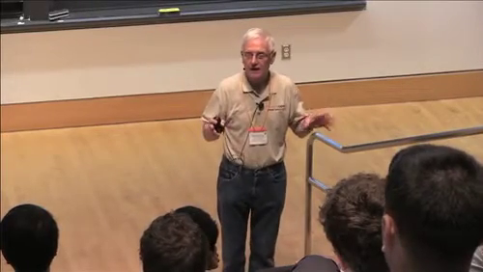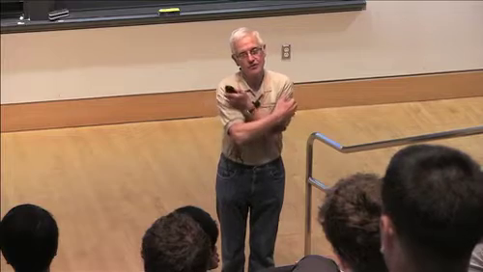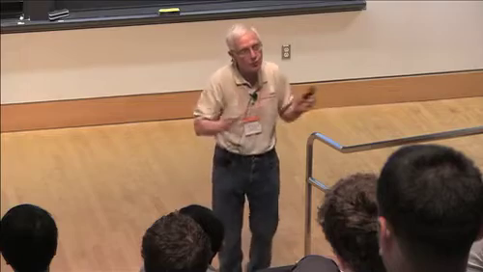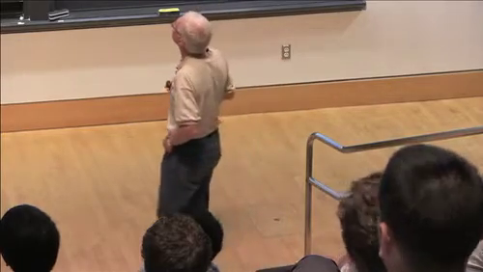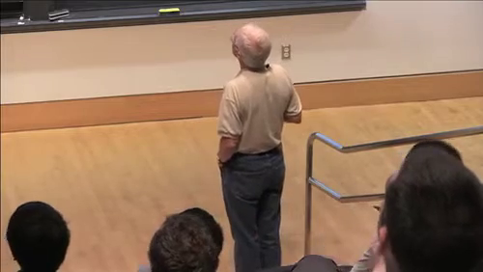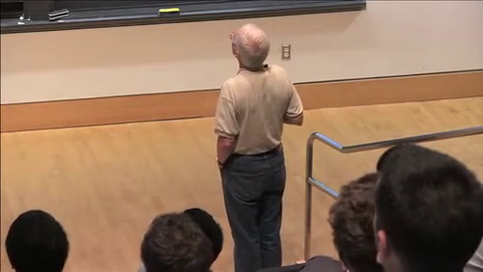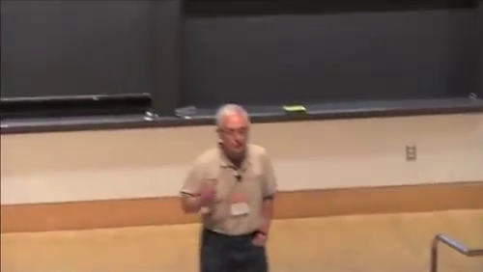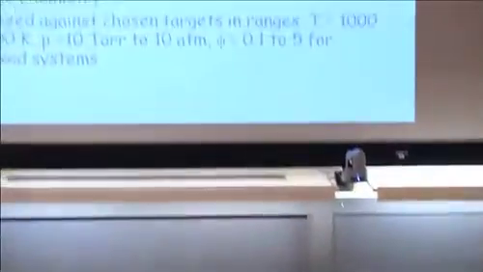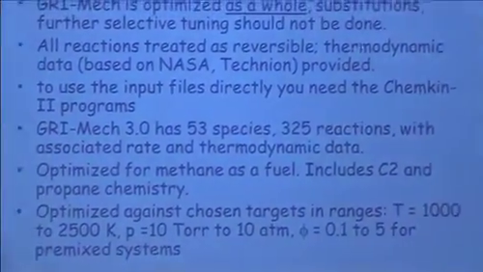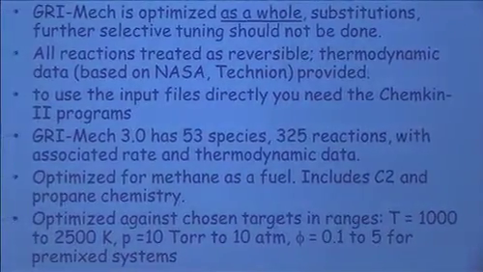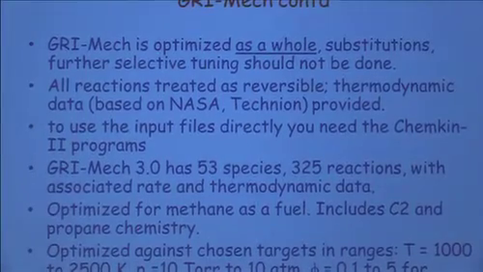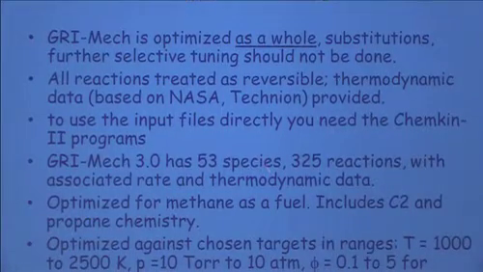GRI-Mech takes in many ways a much more scientific approach in which they do some selection, but it's based on a much broader sensitivity analysis than we used. So it's optimized as a whole. And the key health warning is that substitutions and further selective tuning should not be used. Okay? It's been tuned. It shouldn't be tuned any further. All reactions are reversible, and they're based on the data that I talked about right at the end of the lecture yesterday, the Burcat database from Technion.